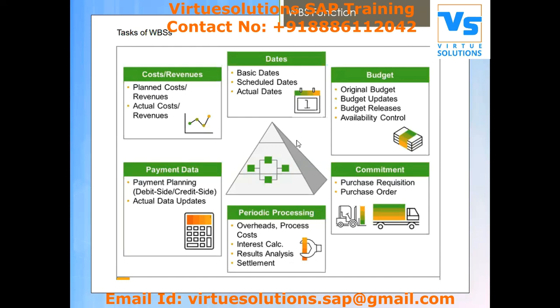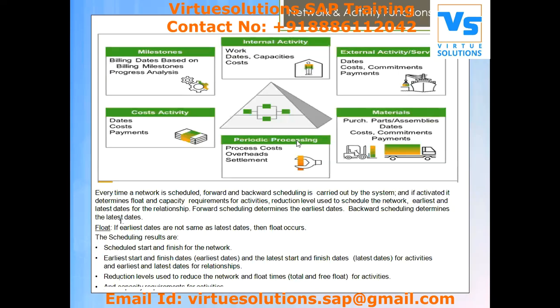Then we have networks and network activities. We have four different types of network activities. So internal activity basically deals with your resource planning as well as schedulings. If you want to allocate any type of resources, you can allocate those resources against these internal activities. Also, you can do the schedulings, right?